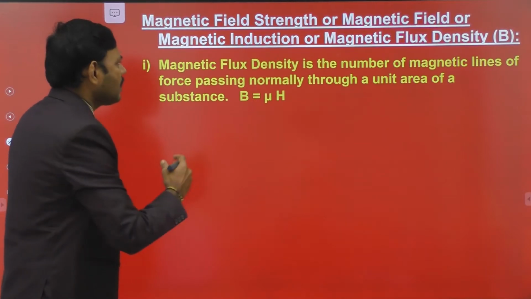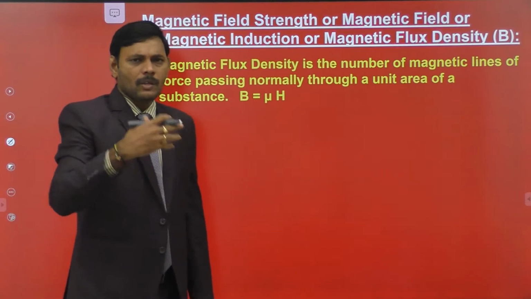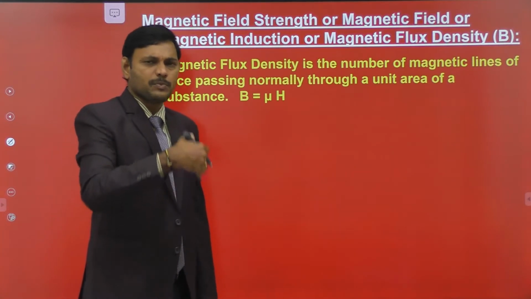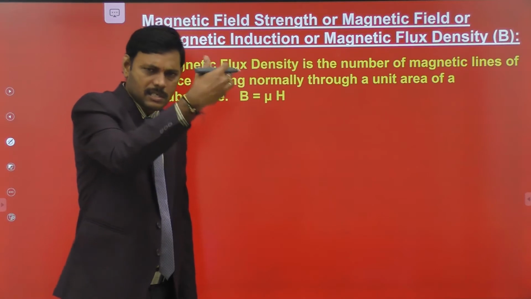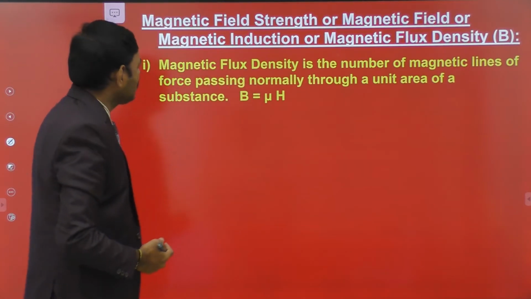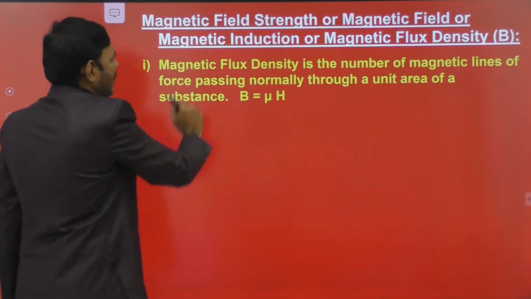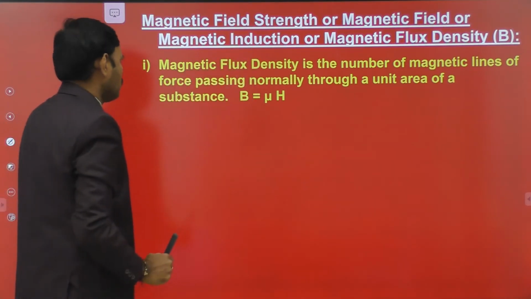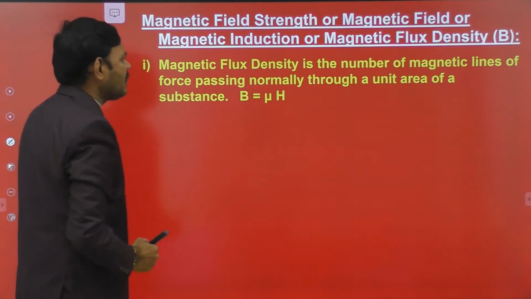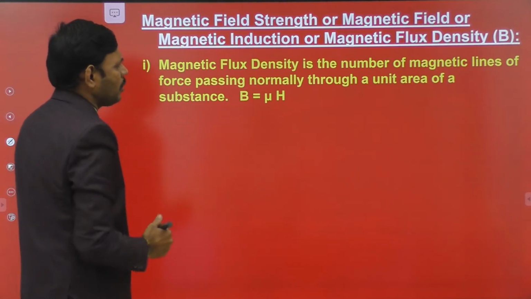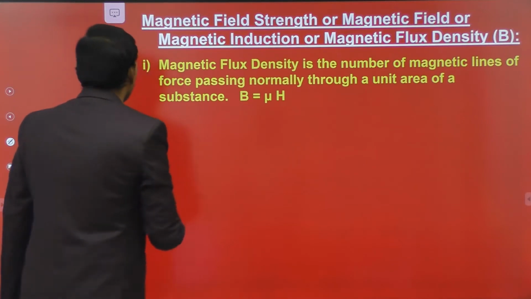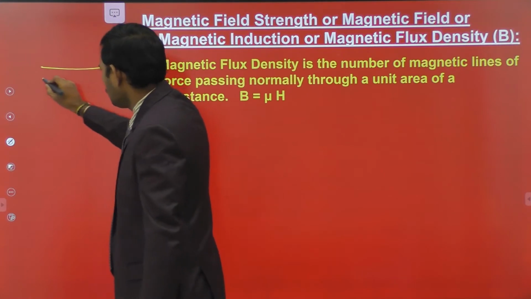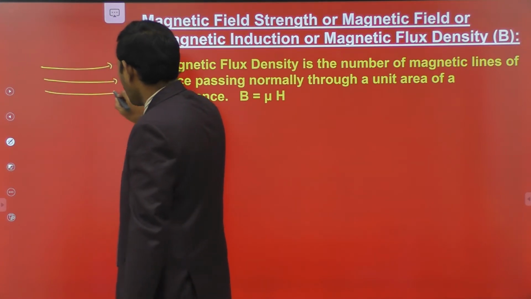In one way, it is also the force experienced by a unit north pole. The force experienced by a unit north pole at any point is said to be the magnetic field induction. In other words, actually this is the definition: magnetic flux density, also equal to the remaining terms, is the number of magnetic field lines passing normally through a unit area of a substance. Here, suppose you have a region in which there is a uniform magnetic field.